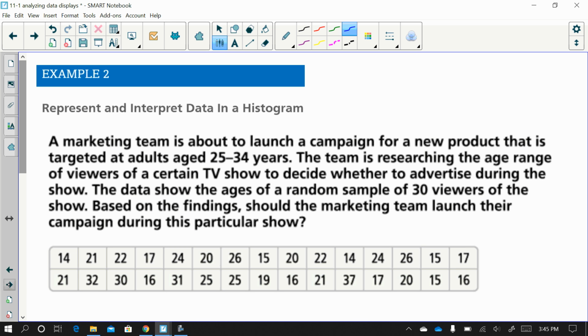Example 2, we're going to talk about a histogram this time. A marketing team is about to launch a campaign for a new product that is targeted at adults aged 25 to 34 years old. The team is researching the age range of viewers of a certain TV show to decide whether to advertise during the show. Data shows the ages of a random sample of 30 viewers of the show. Based on the findings, should the marketing team launch their campaign during this particular show?